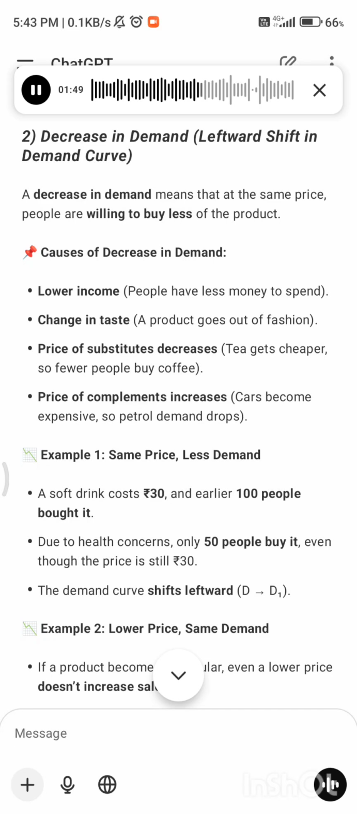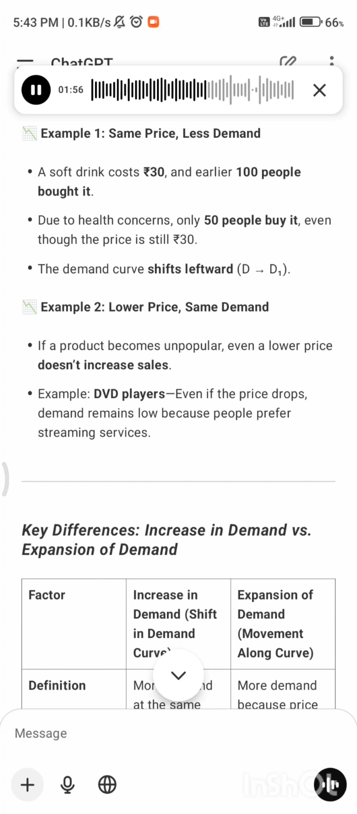Example 1: same price, less demand. A soft drink costs 30 and earlier 100 people bought it. Due to health concerns, only 50 people buy it, even though the price is still 30. The demand curve shifts leftward, D1.